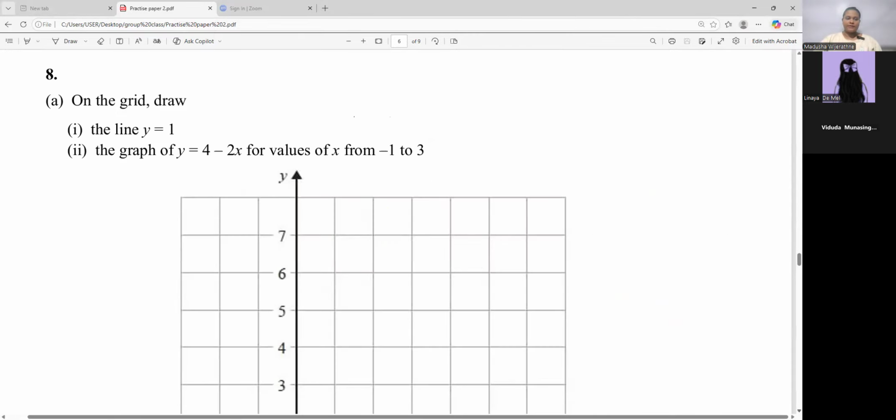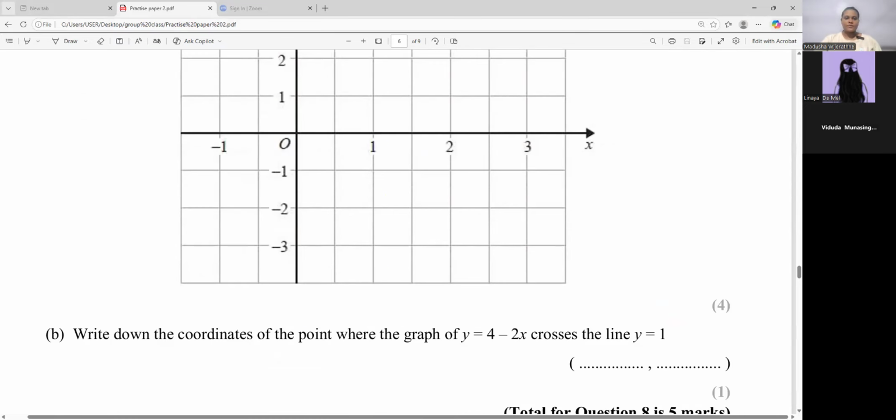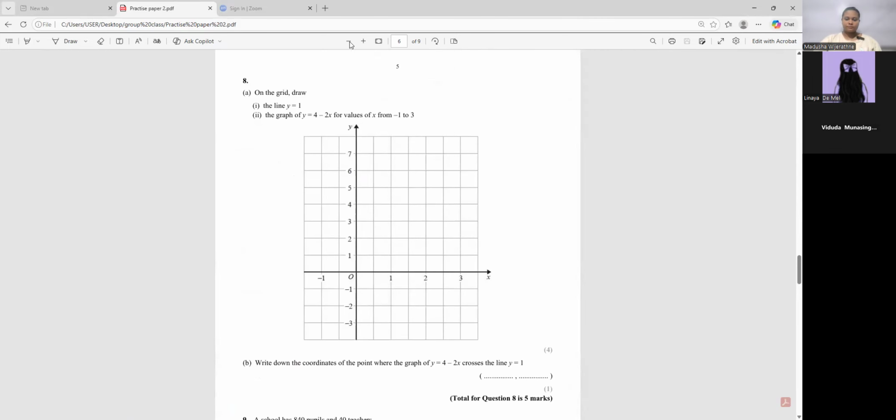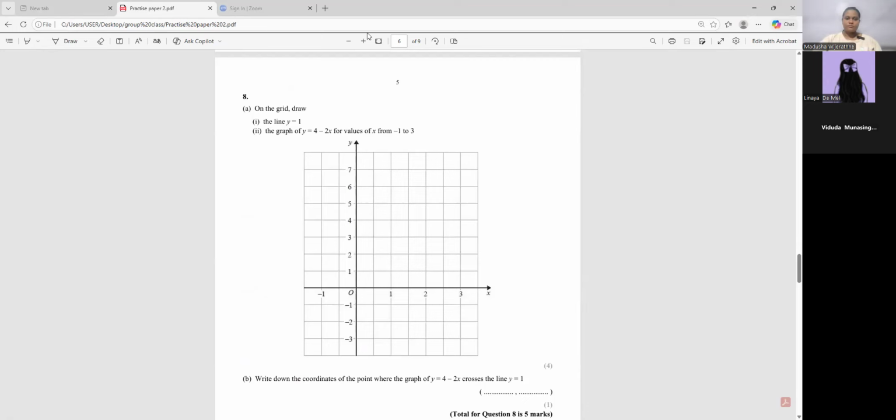Graph question. Straight line graph. On the grid, draw y equals 1 and y equals 4 minus 2x for values from minus 1 to 3. I will make this small. Y equals 1 is a straight line. For all the x coordinates, the y value is 1.